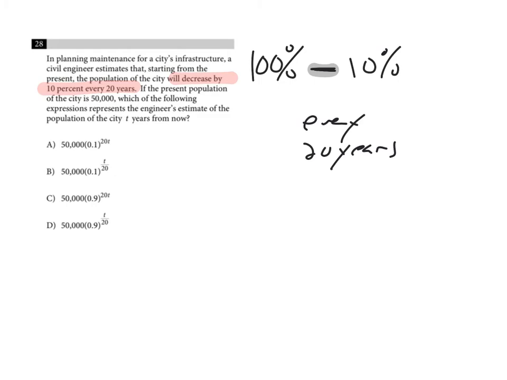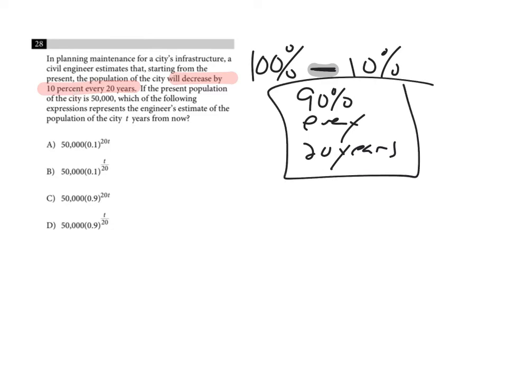Problem 28. In planning maintenance for a city's infrastructure, a civil engineer estimates that, starting from the present, the population of a city will decrease by 10% every 20 years. So it's basically going to be dropping by 10% every 20 years. If it drops 10% every 20 years and it starts off at 100%, basically the population is going to be 90% of what it was every 20 years. That's going to be a key number, 90%.